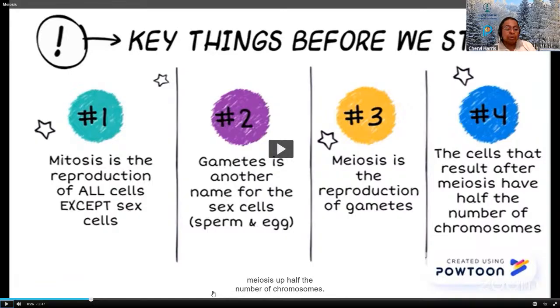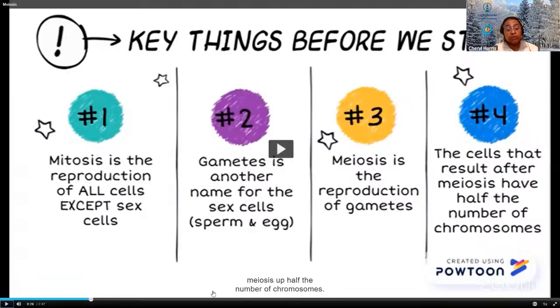Part of the questions asked on the worksheet was what kind of cells they occur in. Gametes is the name for the sex cells. There are two, the sperm and the egg, and those are your sex cells. They undergo meiosis, and meiosis is actually mitosis twice. That's how they reproduce. All the other cells in your body, your hair cells, your eye cells, your skin cells, all do mitosis.